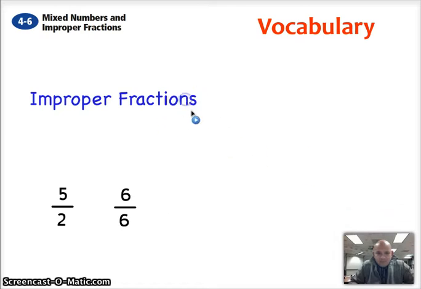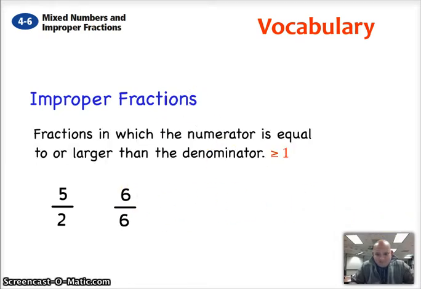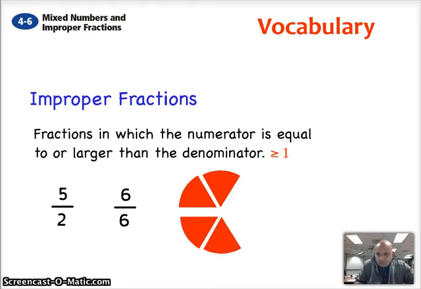Now, if I look at 6/6, I bring in sixths. I have 1, 2, 3, 4, 5, 6. You can see that I have exactly 1 whole here. This means I have an improper fraction. Improper fractions are greater than or equal to 1. In this case, it's equivalent to 1.